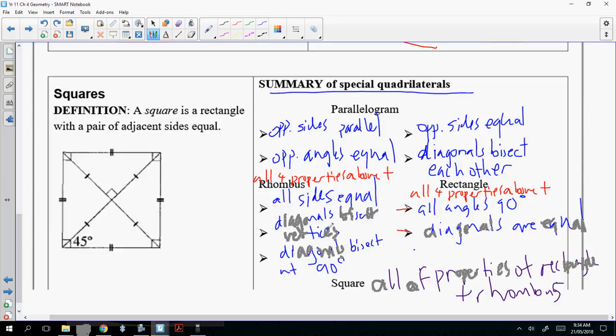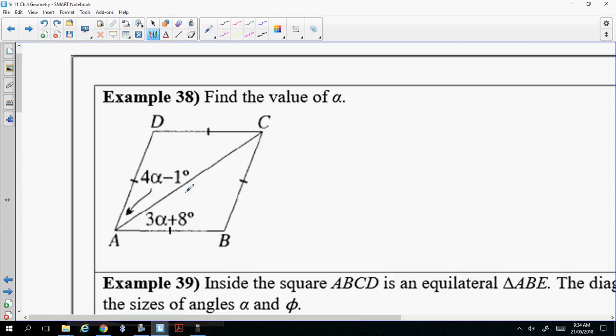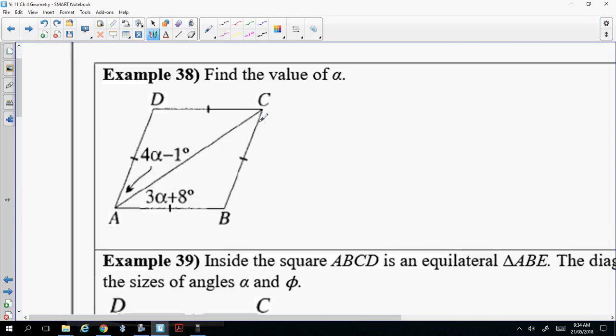Okay, let's look at this. So in this question, what shape is this and how do we know? All sides are equal, so what shape would it be? Good. ABCD is a rhombus. How do we know? All sides are equal. That's one of the tests for rhombus, isn't it? And because we know it's a rhombus, then we can use the properties.